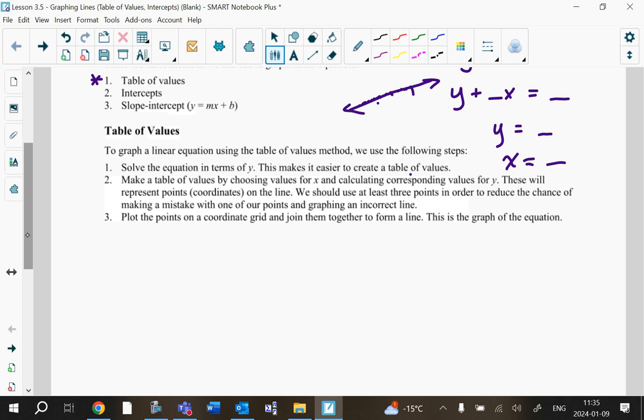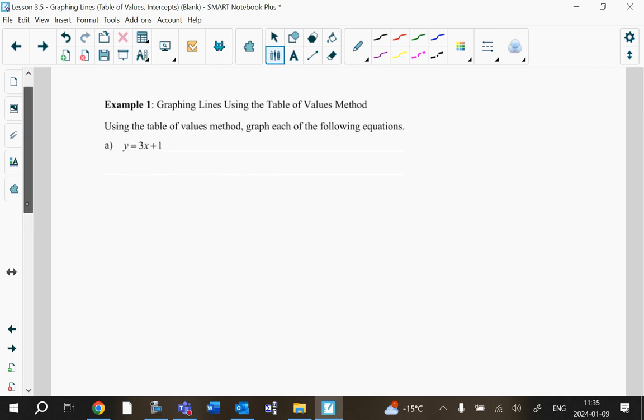Then what we're going to do is calculate a few points on the line. And once we've got a few points on the line, we're going to put them on the graph and draw the line, finish the line. That's it. And the best way to do this is through examples, just different types. So here's our first one.